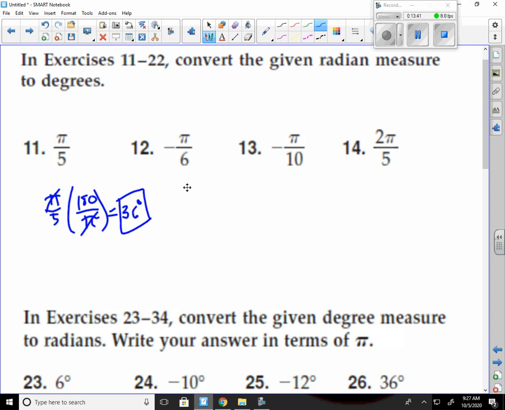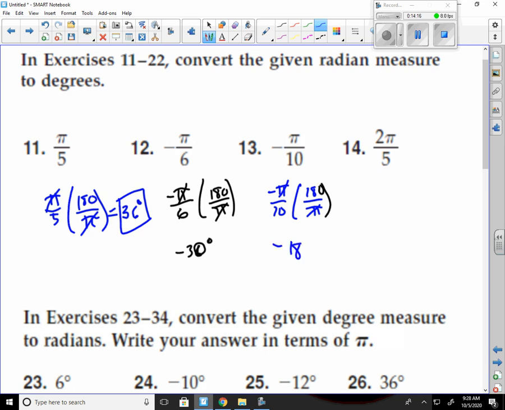Negative pi over 6. Same thing, I'm following the same formula. 180 over pi. That cancels. Negative 180 over 6 gives me negative 30. Number 13, negative pi over 10. It's 180 over pi. 180 divided by 10 gives me 18. Negative stays, negative 18 degrees.